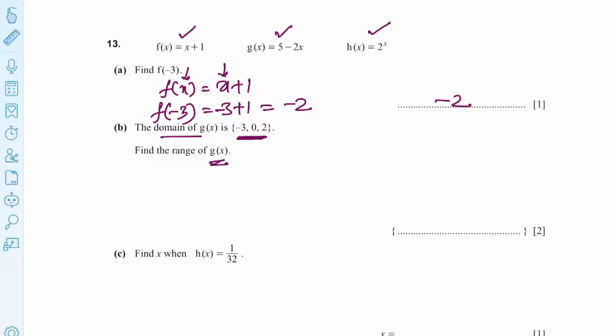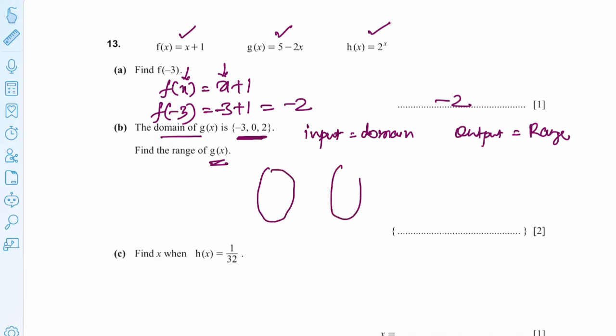Next, the domain of g of x is minus 3, 0, 2. Find out the range. Always remember, the input values are called the domain, and the output values are called the range. Got it? For example, let me draw a circle for this. This is the domain. Now see, this is a function we have for this case, g of x, which is given as 5 minus 2x right now. We'll try to find it right now.